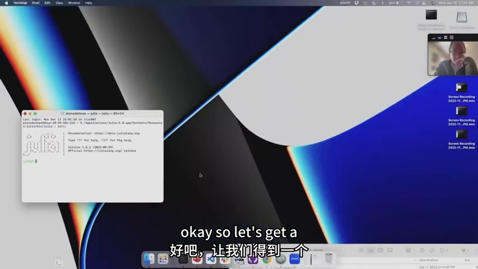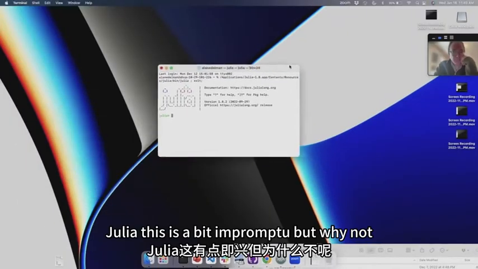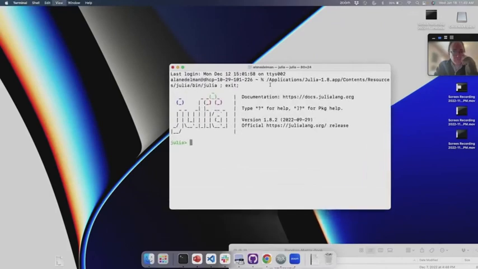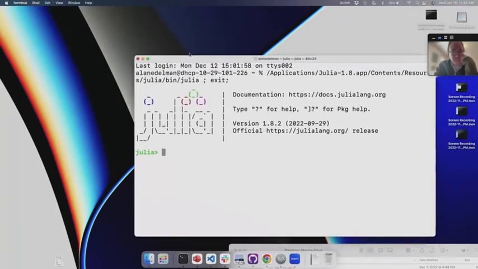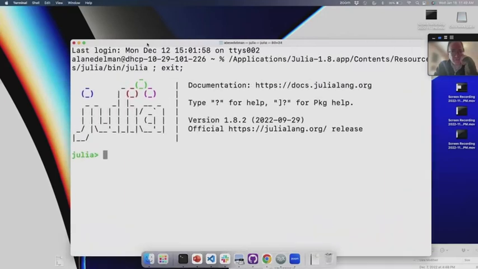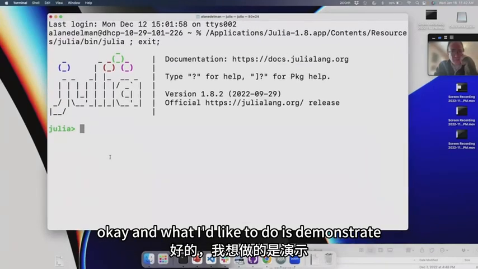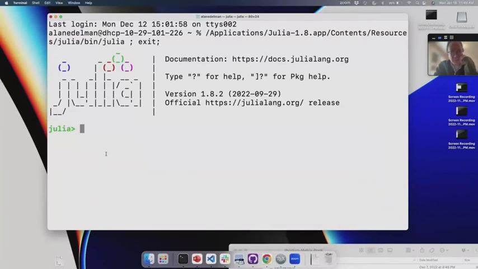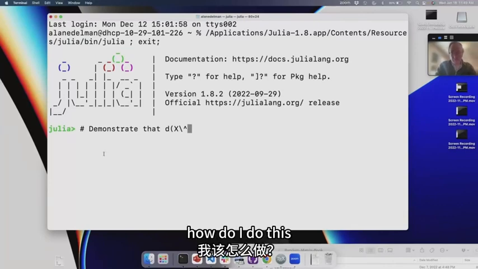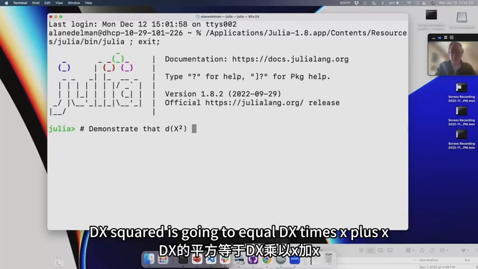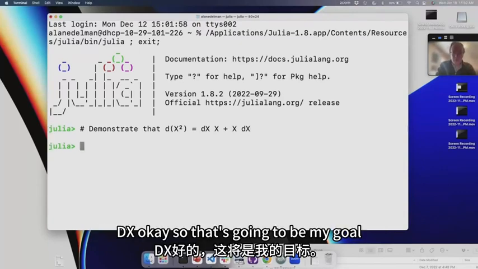Okay, so let's get a Julia. This is a bit impromptu, but why not? Okay, so here, let's just grab a Julia. Okay, and what I'd like to do is demonstrate. So the plan here is to demonstrate that dx, how do I do this? Like that. dx squared is going to equal dx times x plus x dx. Okay, so that's going to be my goal.